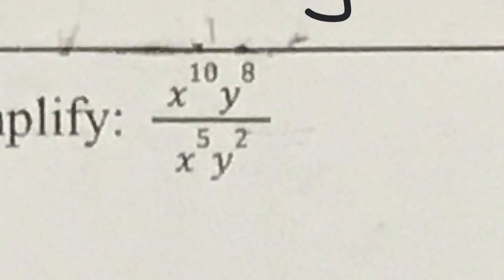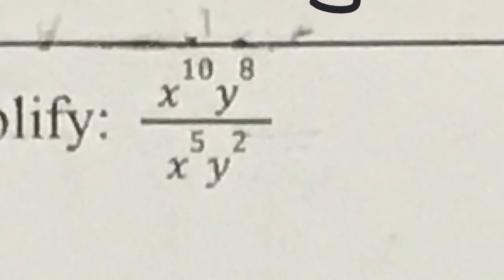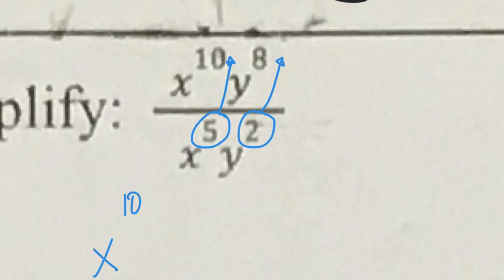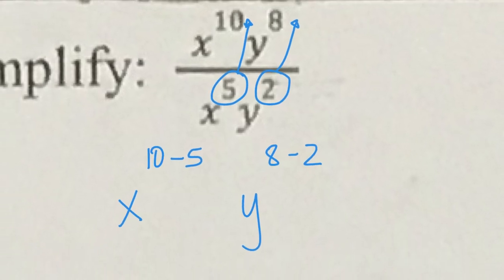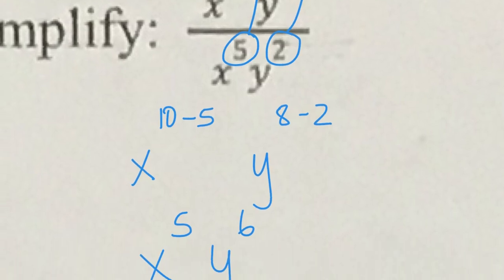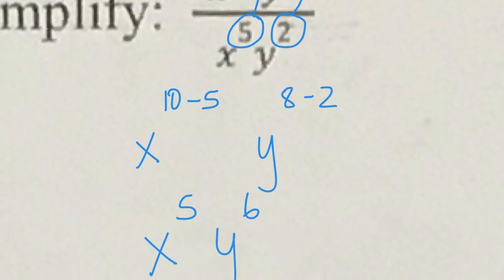Okay, coming back, here's a similar one. In this case, both of our variables have greater powers in the denominator. So we will be bringing the 5 up to the top as well as the 2. Okay, and this is a subtraction problem. X to the 10 minus 5 and y to the 8 minus 2. So we are subtracting, right? They changed signs. It was a positive 5 in the denominator. It's a negative 5 in the numerator, or a subtract 5 in the numerator. So the final answer is x to the 5th, y to the 6th.